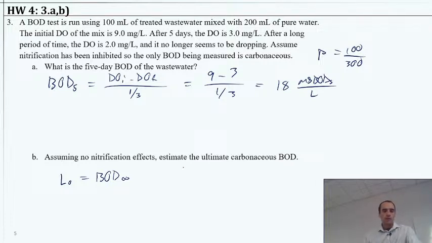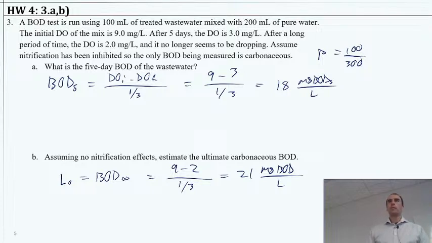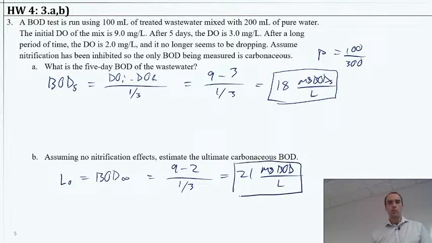Okay, so the simplest way to solve for that is actually the same setup: DO initial minus DO final divided by that dilution factor. And so that's going to be 21 milligrams BOD per liter.